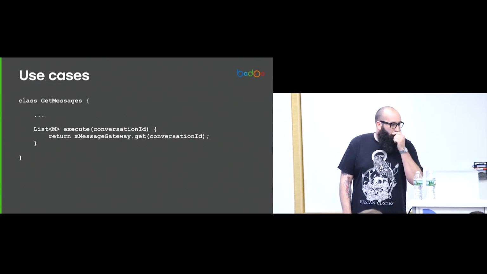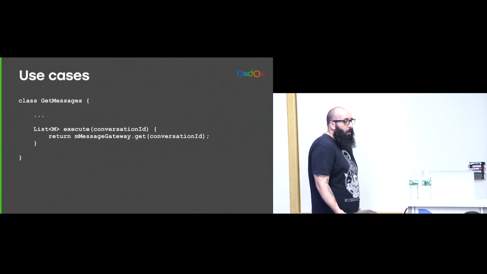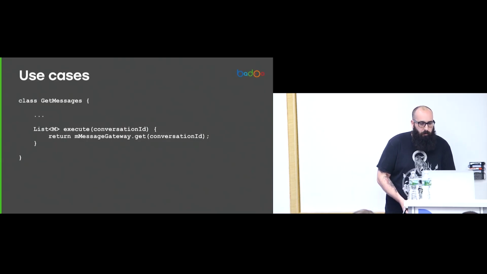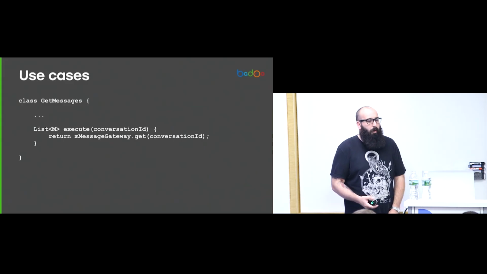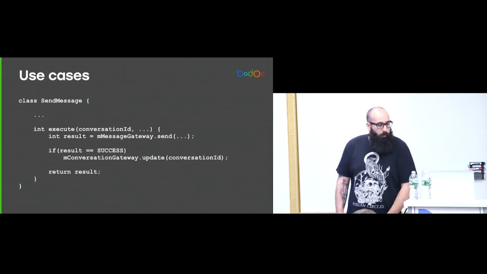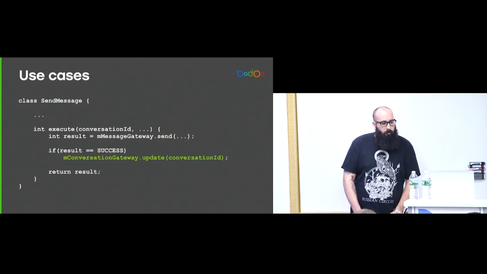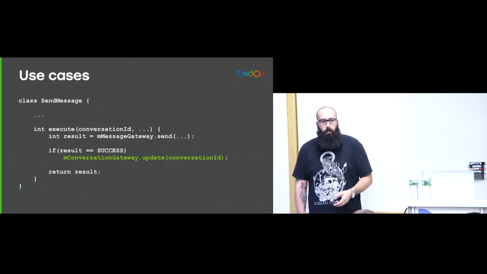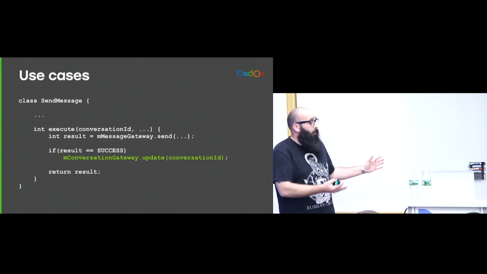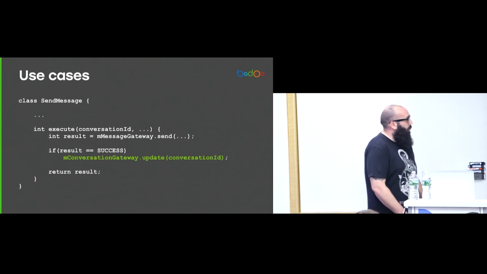The use case for getting messages would be pretty simple. It would simply talk to the message gateway and ask for a list of conversations. However, you may have use cases that are more complicated, and that's probably going to be the case. So for example, you might have something like this, where initially you send a message, and then if it's successful, maybe you want to update the conversation. So it knows it's been updated, it knows that there's a new message there, it wants to display that on a different screen or something like that. It's able to actually indicate that that's happened.